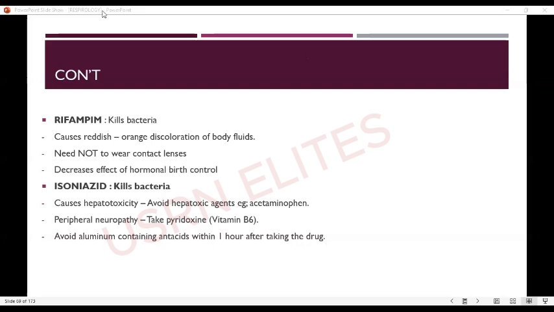Two, what does isoniazid cause? It causes peripheral neuropathy. It can damage your nerves. At a point in time, you walk and do not feel. You will step on a nail and not feel that you stepped on a nail. So to prevent this peripheral neuropathy, take isoniazid with pyridoxine, or vitamin B6. Take isoniazid with pyridoxine or vitamin B6 to prevent peripheral neuropathy.